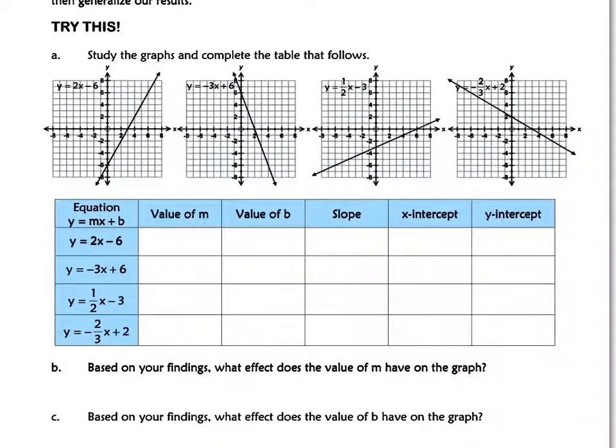So the first question gives you 4 graphs, and you have to identify the value of m. If the linear equation is of the form y equals mx plus b, the value of m in the first example would be 2, because that is the number in front of the x, and the value of b is the number at the end, which would be -6.